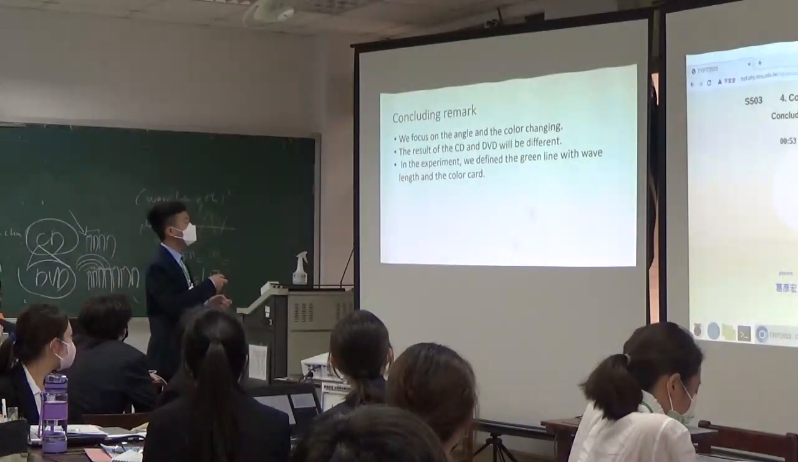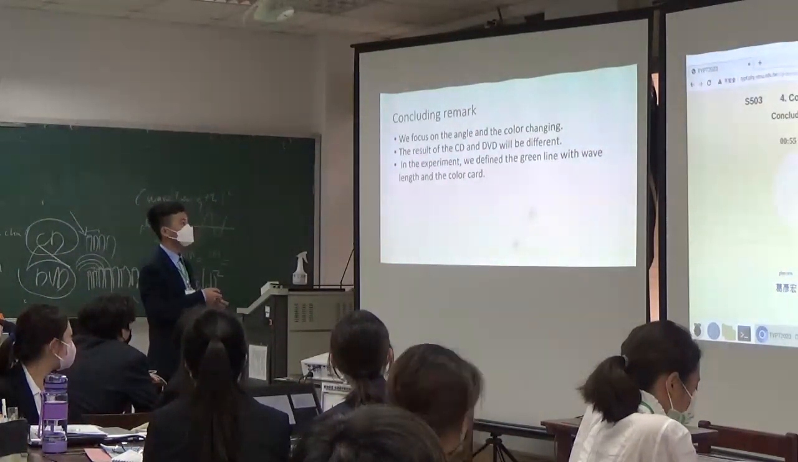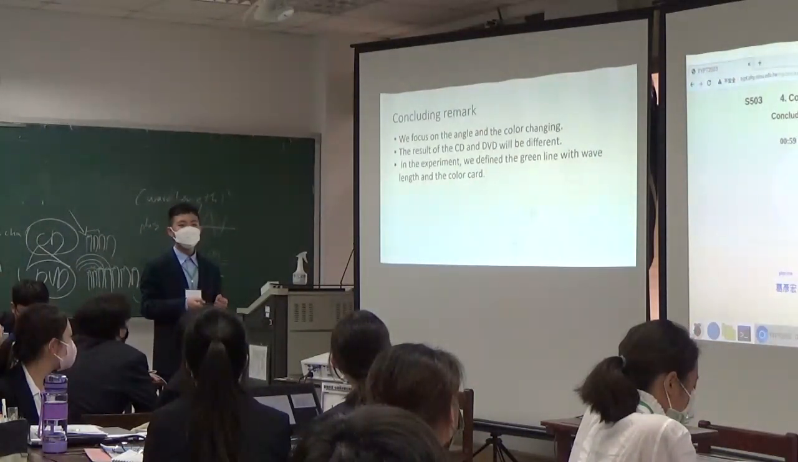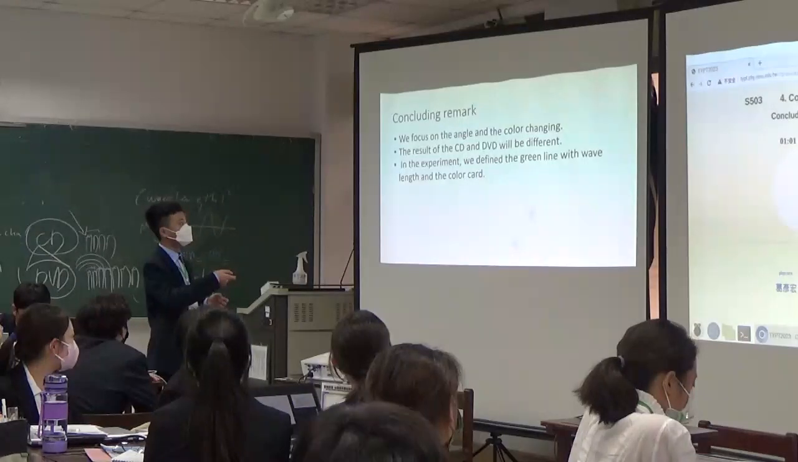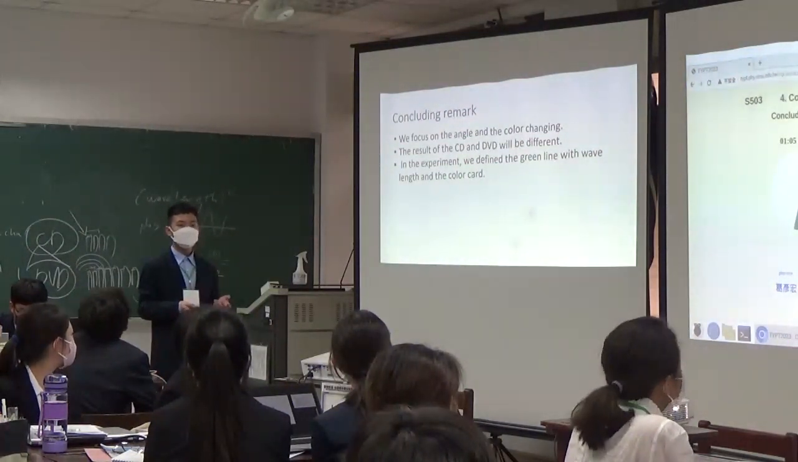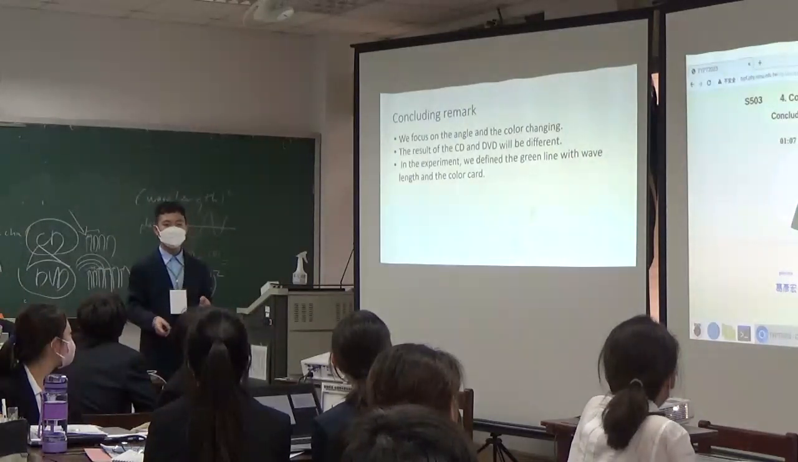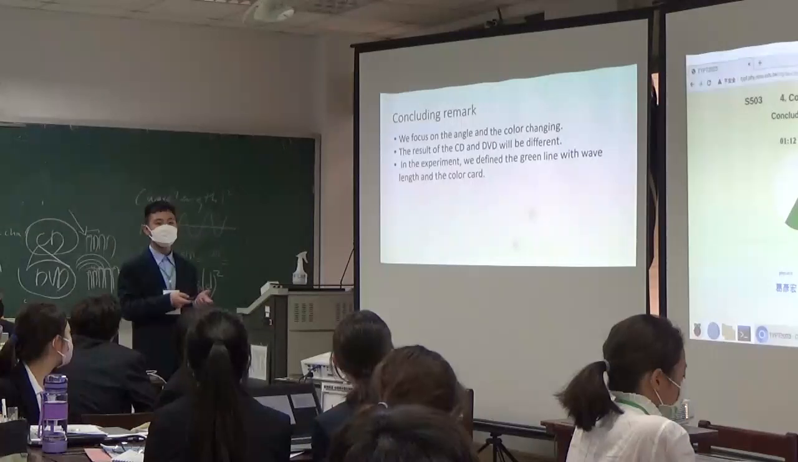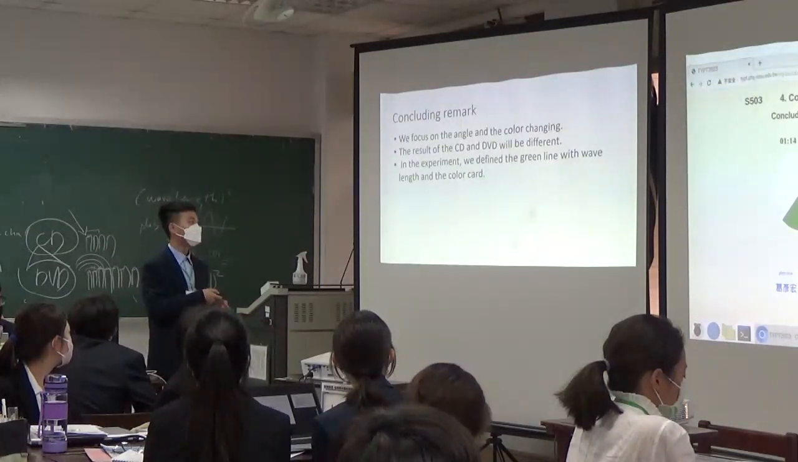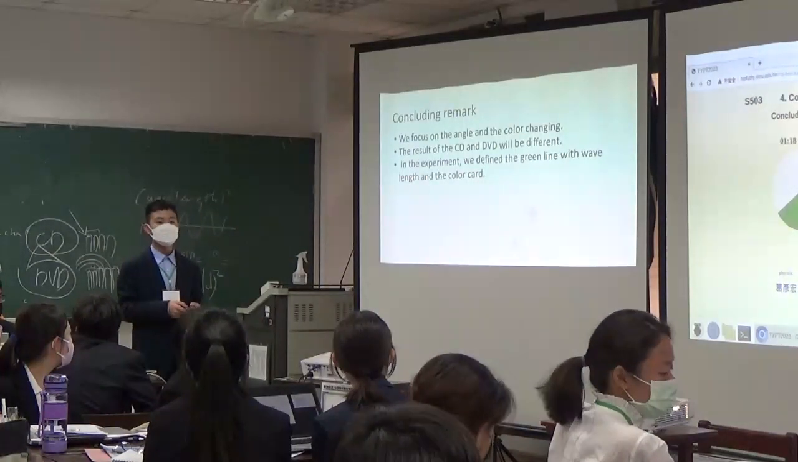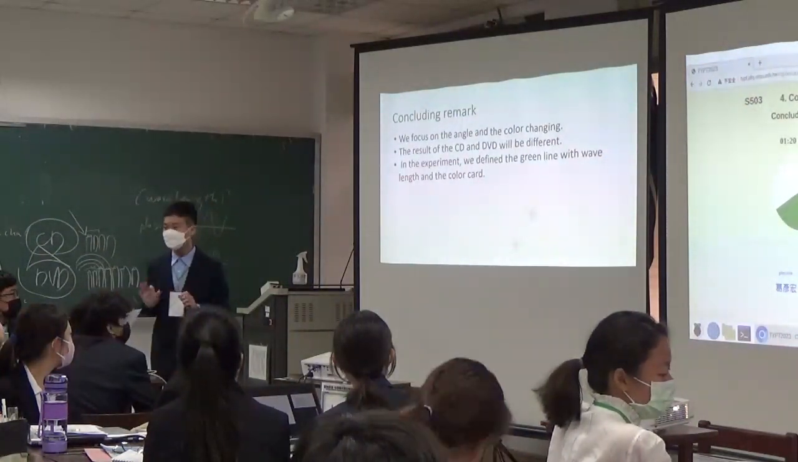And in the experiment, we just defined a green line with wavelength and a color card. We defined it by wavelength in general, like what most people think is the green line, and we just use the wavelength region, and the color part is for reference to make sure that it's right. Okay, so that's it.